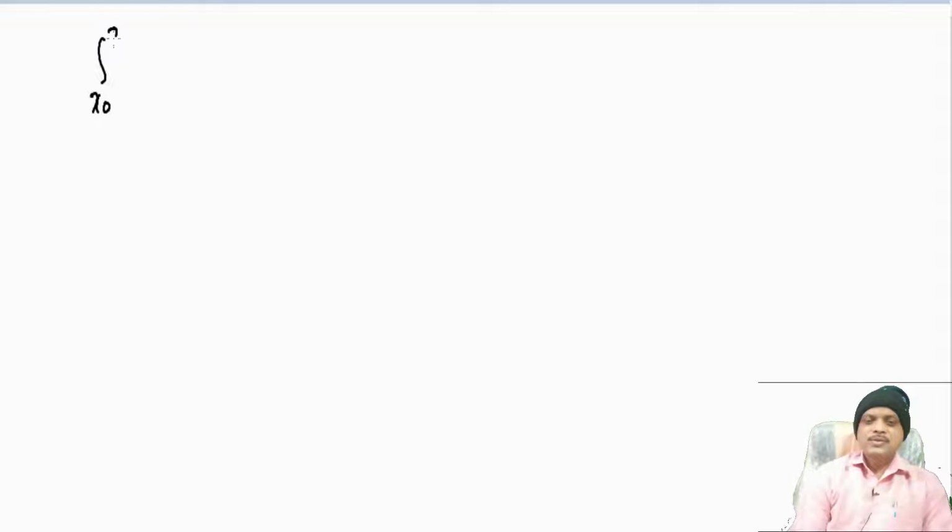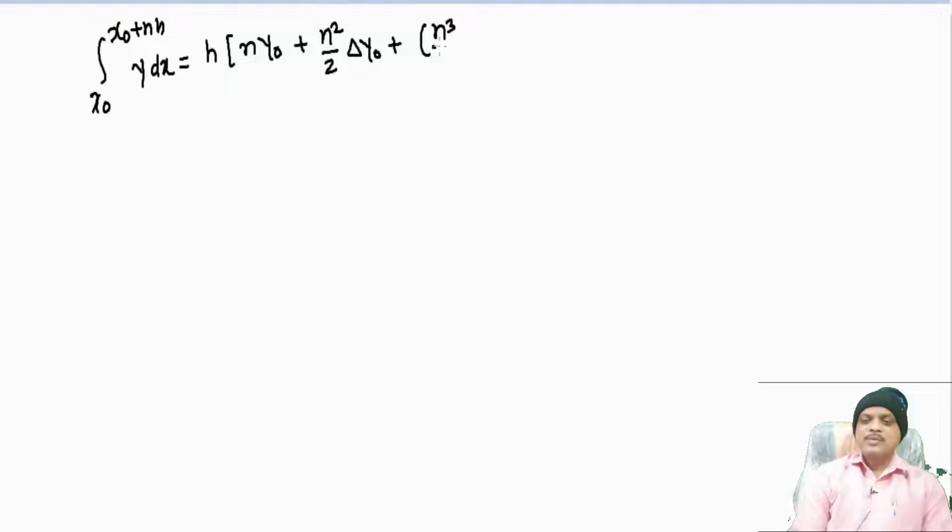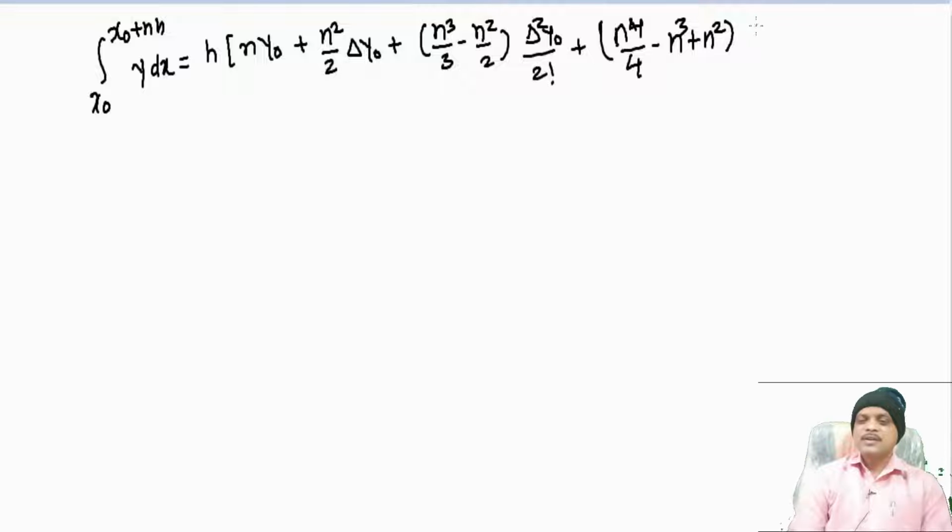Integration from x0 to x0 plus nh of y dx equals h into [n y0 plus n squared divided by 2 into delta y0 plus (n cubed divided by 3 minus n squared divided by 2) delta squared y0 divided by 2 factorial plus (n raised to 4 divided by 4 minus n cubed plus n squared) delta cubed y0 divided by 3 factorial plus ...] up to n plus 1 terms. So this is the general quadrature formula.